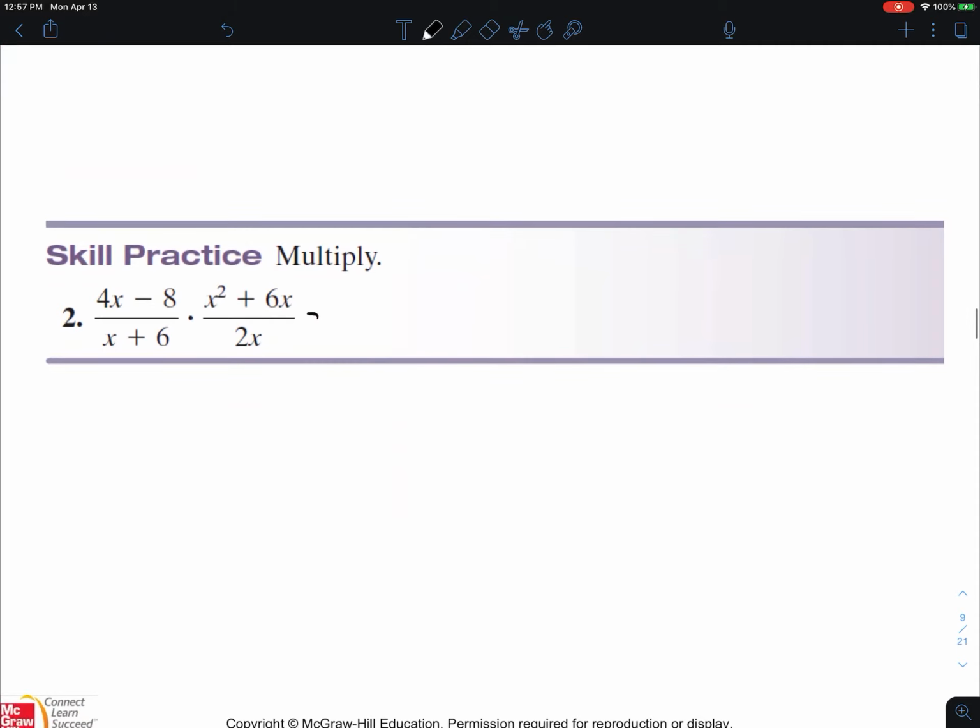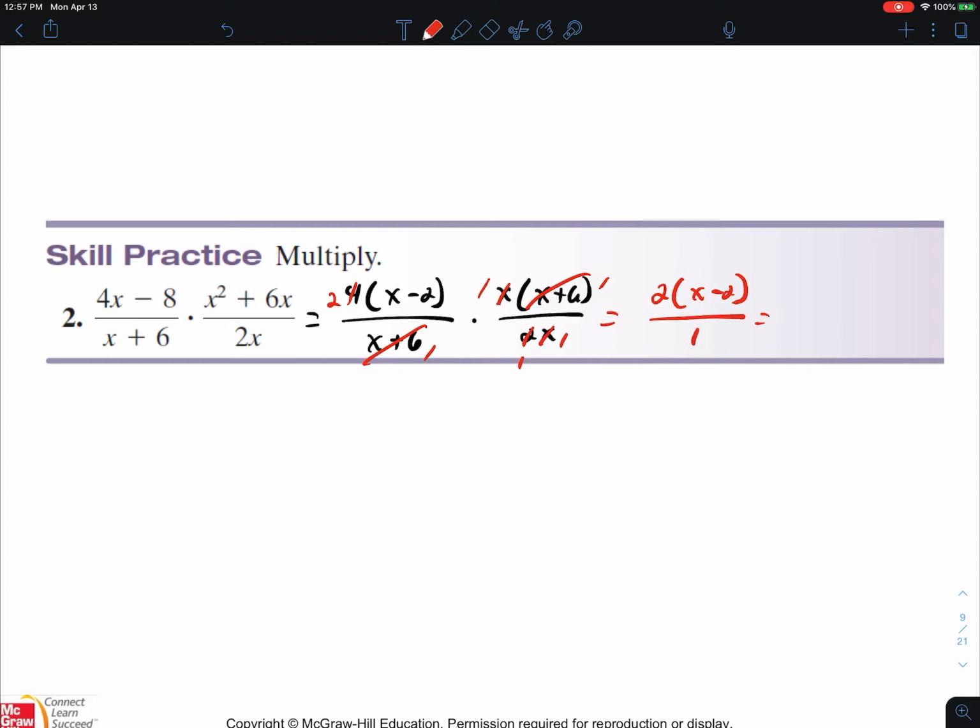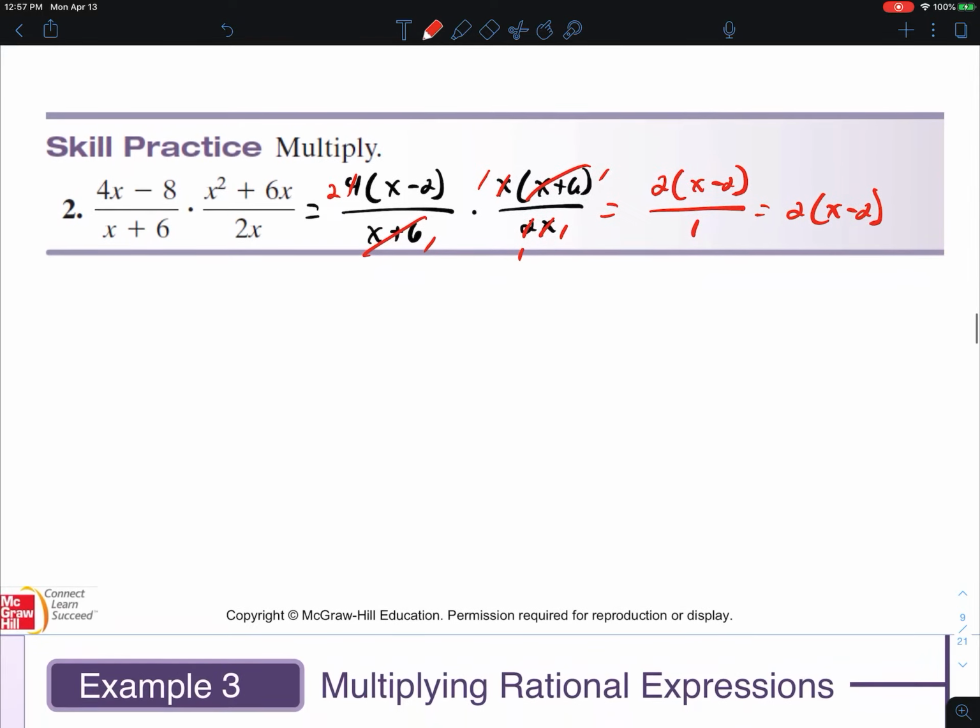Going to the next one here, again, I want to factor out as much as possible. So I have a 4, and then I have an x minus 2. I have an x plus 6 here. Here I'm going to factor out an x, so I have x plus 6, and then I have a 2x. So what I want to cancel out is the x plus 6 first. I can also cancel out an x. 2 goes into 2 one time and it goes into 4 2 times. So my numerator is 2 times x minus 2 over 1, and that just becomes 2 times x minus 2.